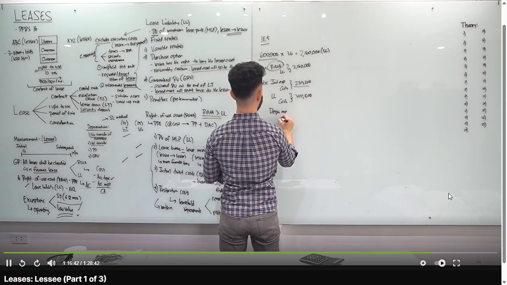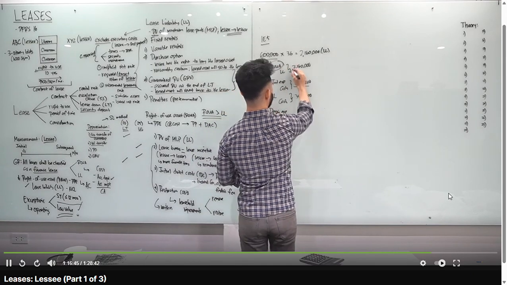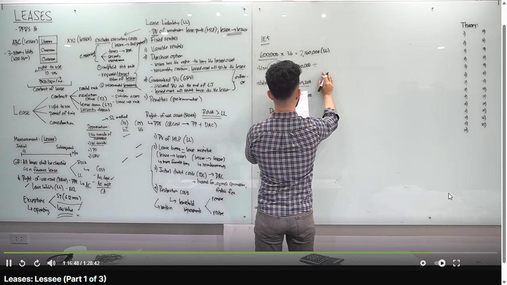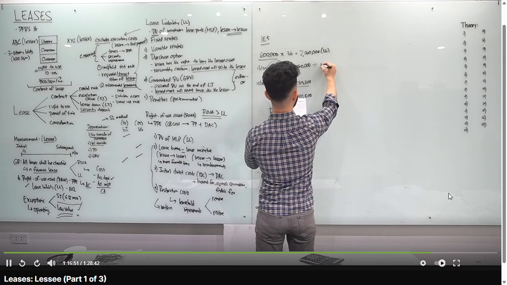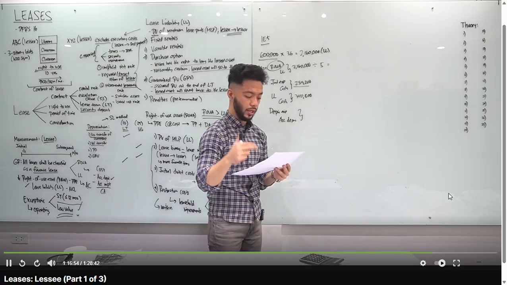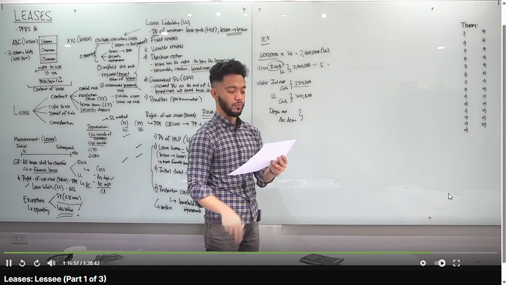Since meron tayong ROA, kailangan mag-depreciate tayo. Debit depreciation expense, credit accumulated depreciation, how much yan? 260,000, i-divide natin by what is the lease term here. Lease term natin is 5 years. Okay? 260,000, kasi sabi sa problem, tingin ka dun sa paragraph number 2, sa last sentence.